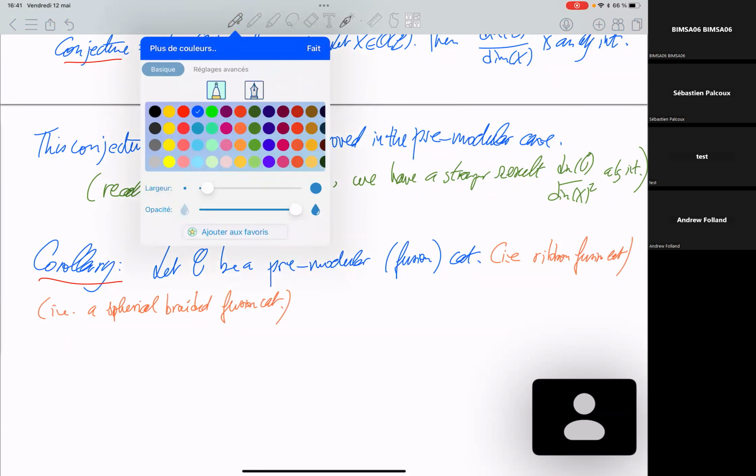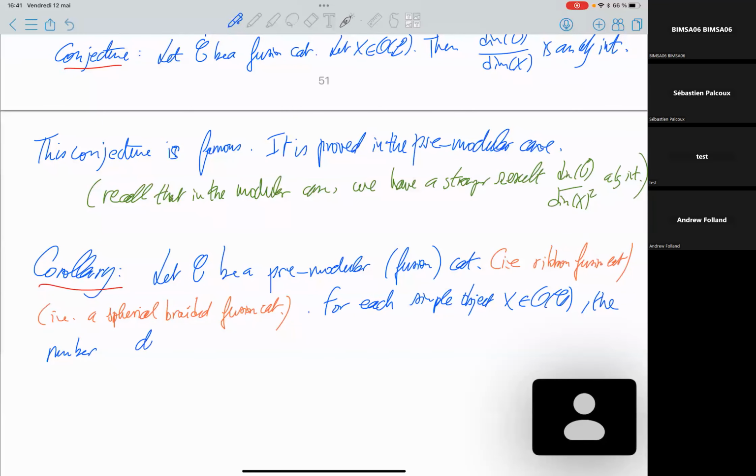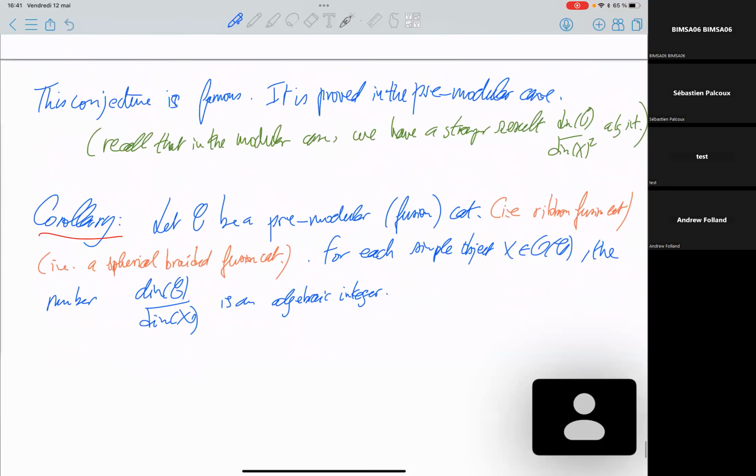So the Kaplansky conjecture is proved for spherical braided fusion categories. For each simple object x in C, as I wrote before, the dimension of C divided by the dimension of x is an algebraic integer. So that's nice. That's really nice.